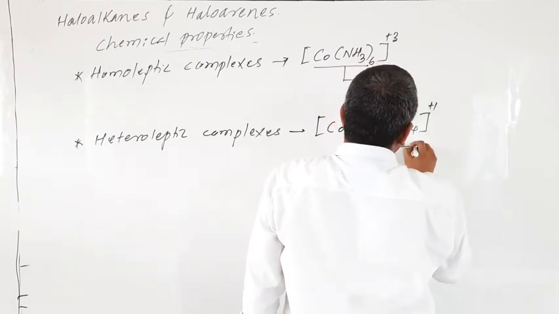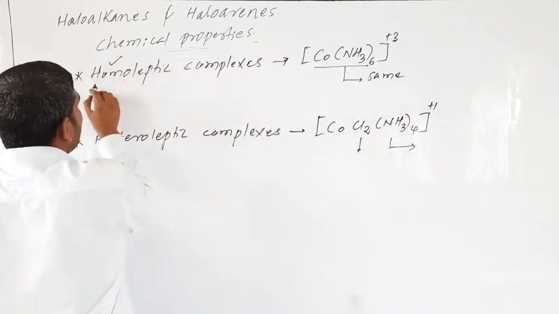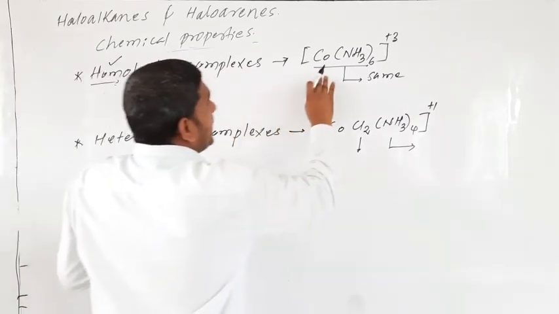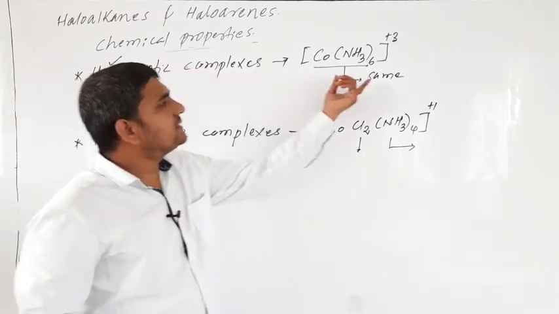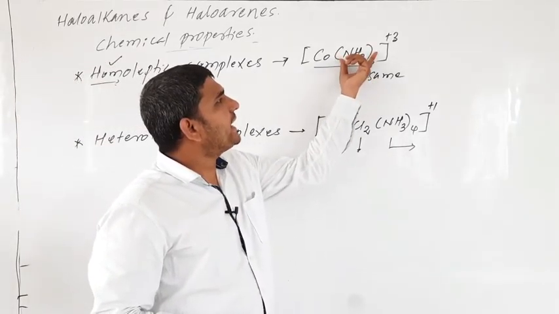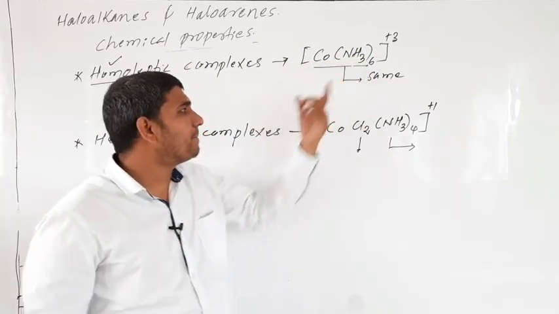In this case, how many kinds of ligands are there? 2 kinds. Homoleptic. Homo means same. A complex which contains only one kind of ligands is called a homoleptic complex. This is a homoleptic coordination compound.